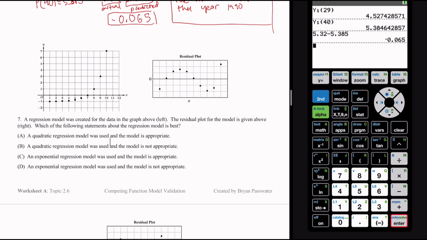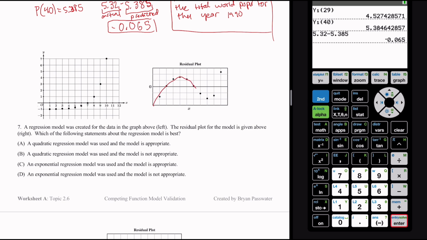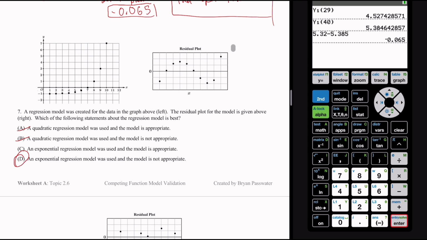Okay, now our next question. A regression model was created for the data in the graph above. The residual plot for the model is given on the right here. Which of the following statements about the regression is best? So it looks like this. We can see this has a pattern. So then it's not appropriate. And we know the regression model is exponential here. So we can cross off A and B. So an exponential regression model was used, and the model was appropriate. The model's not appropriate, so it's D. It says not appropriate right there, because it does show a pattern.